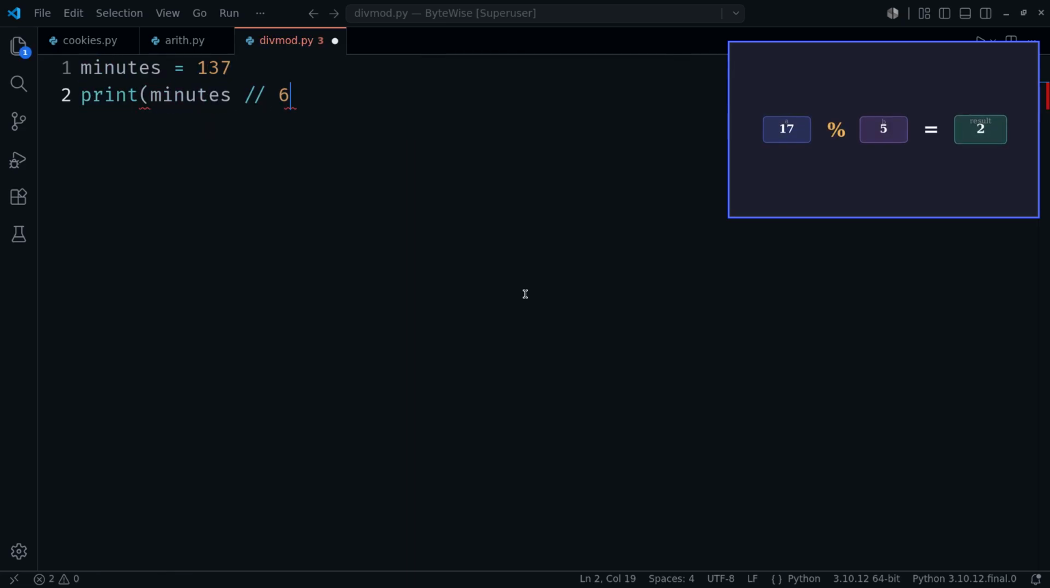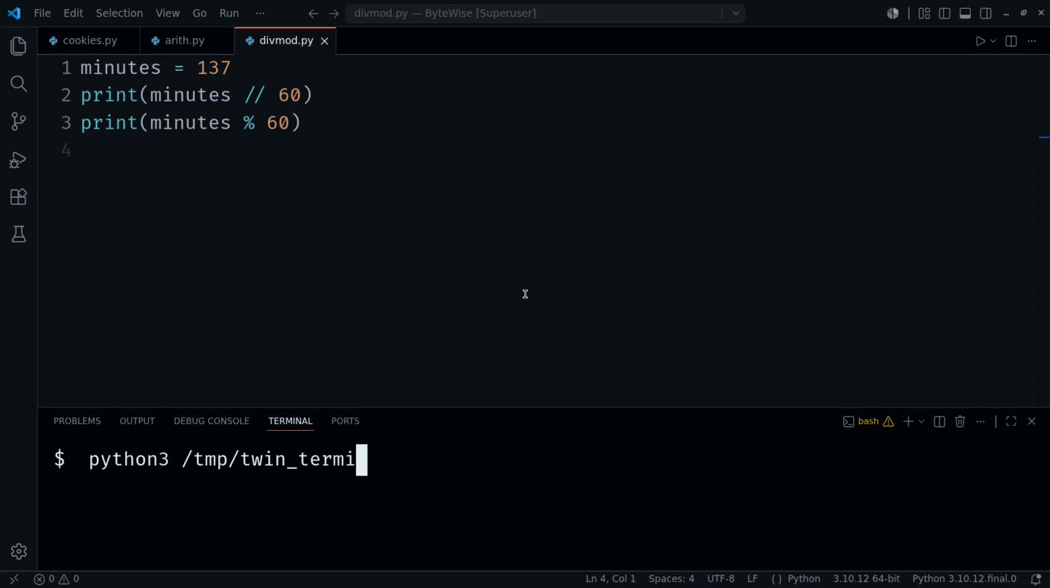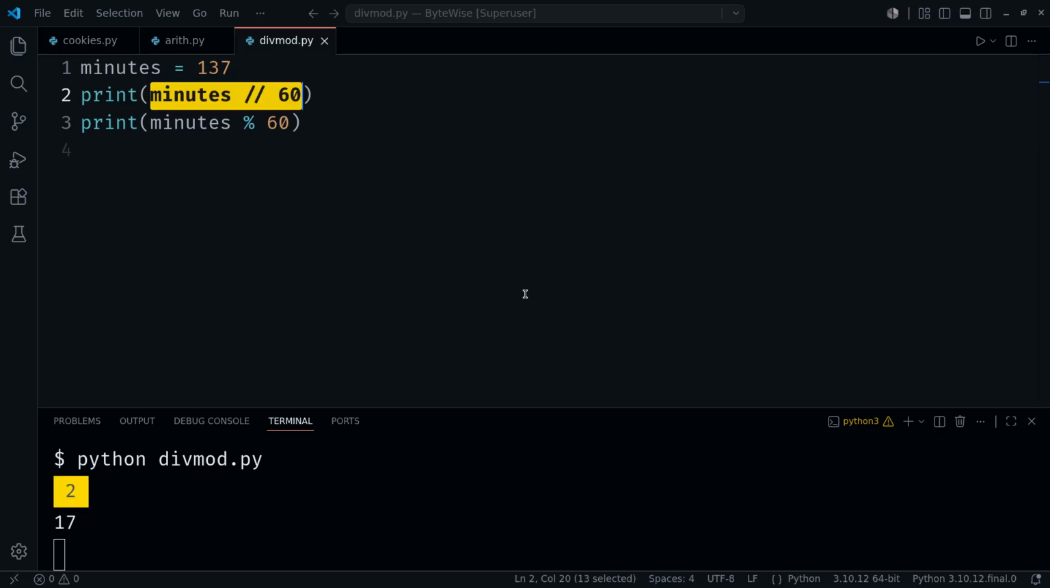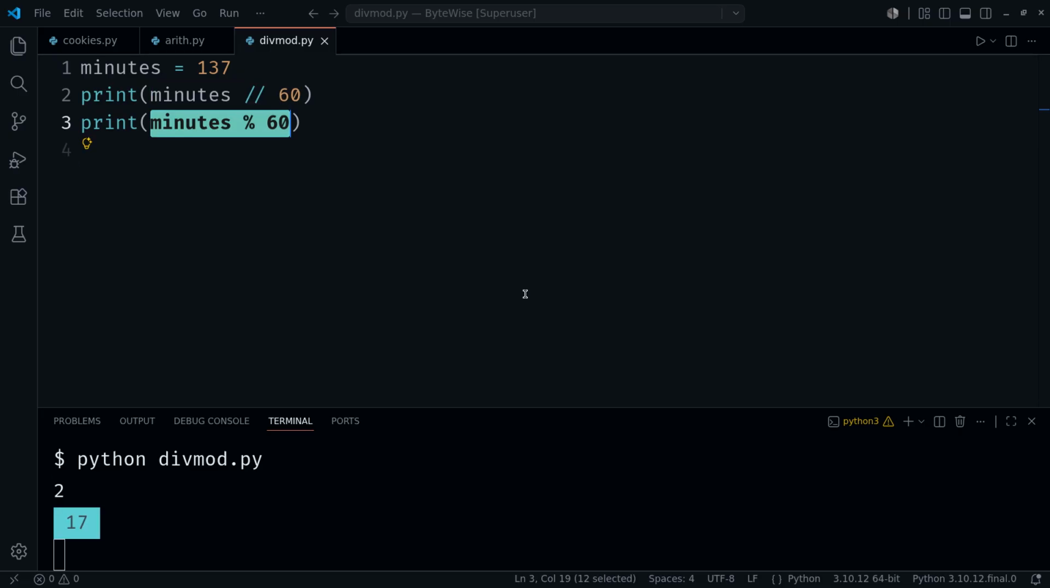Here's why you'll reach for both. Converting units. 137 minutes, floor divide by 60 for the whole hours, and modulo 60 for the leftover minutes. 2, the whole hours. 17, the leftover minutes. Together 2 hours 17.